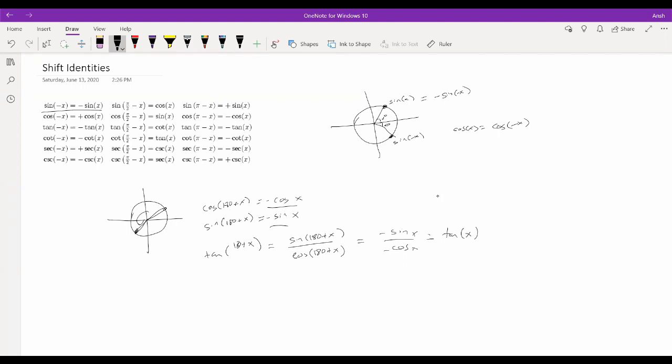So finally, the other types of shifts are shifting by 90 minus x and 180 minus x. So we can see this again on the unit circle. If we take a point over here and shift it to 180 minus x, it would basically be reflected across the y-axis. So basically, this wouldn't change the y-coordinate at all. So sine x equals sine of 180 minus x, while cosine x equals negative cosine of 180 minus x.